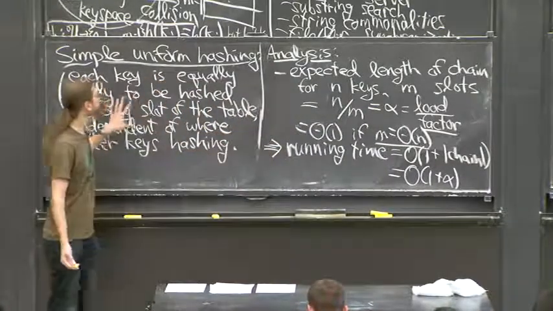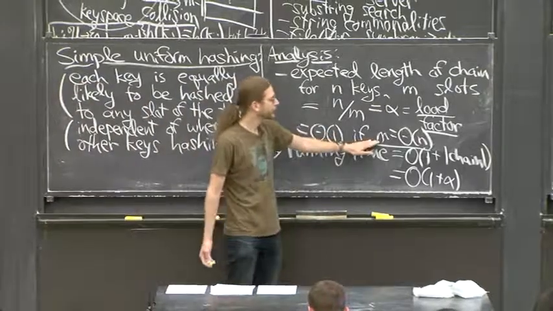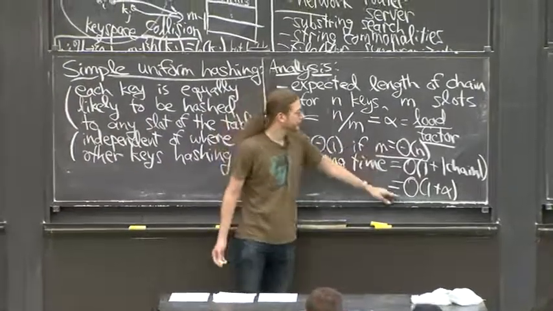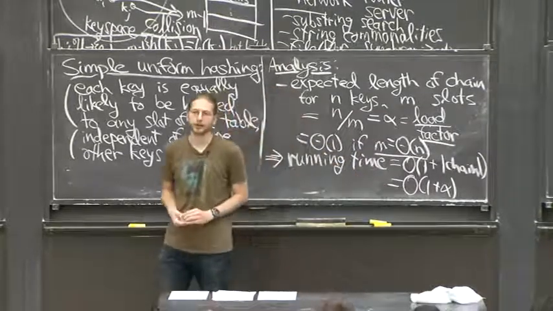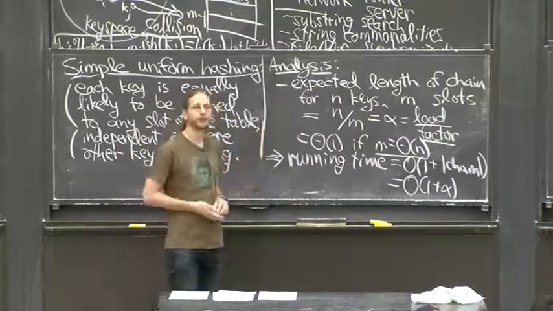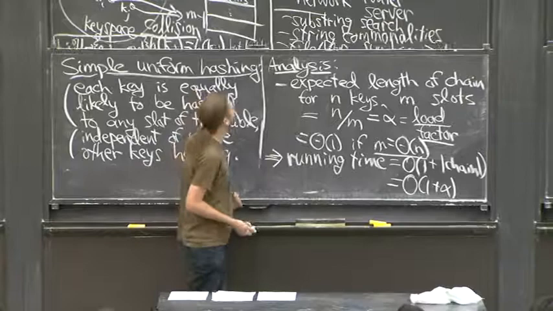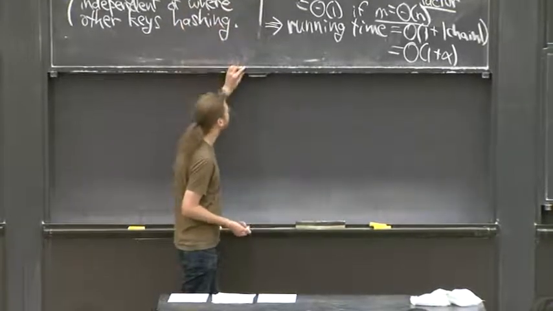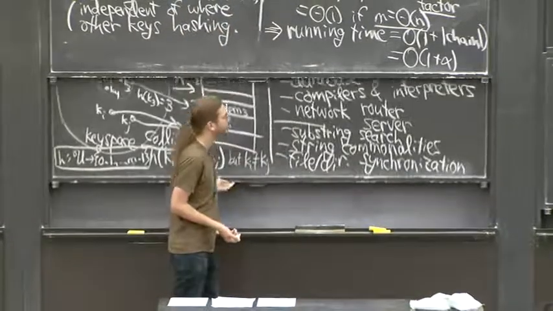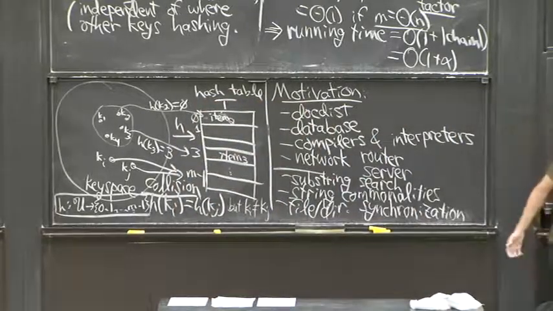If you assume simple uniform hashing, it's clear that as long as your load factor is constant, m is theta n, you get constant running time for all your operations. Life is good. And this is the intuition of why hashing works. It's not really why hashing works, but it's about as far as we're going to get in 006. I'm going to tell you a little bit more about why hashing is actually good in practice and in theory.